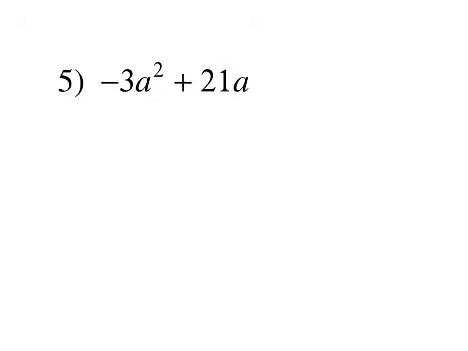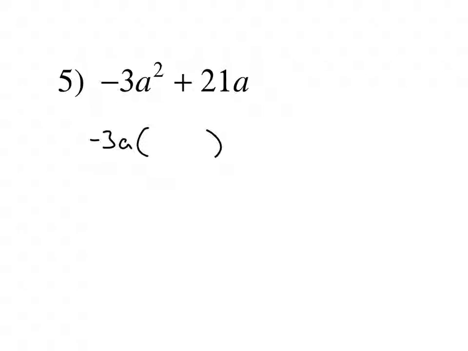Go. First thing I see when I work this is that my leading coefficient is negative. So I know I have to factor out a negative. Okay? Next, I look at the 3 and the 21. Anything common? Yes, 3. Then I look at the variables, a squared and a. Anything common? A. Yes, an a. So there's my GCF.